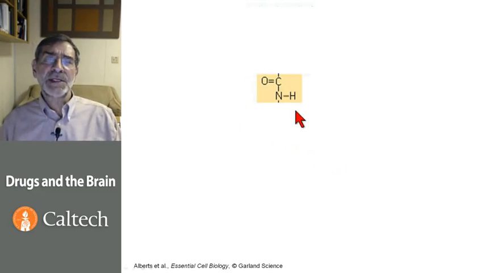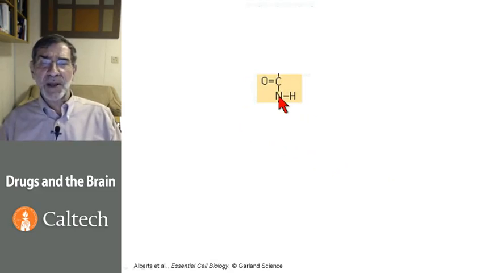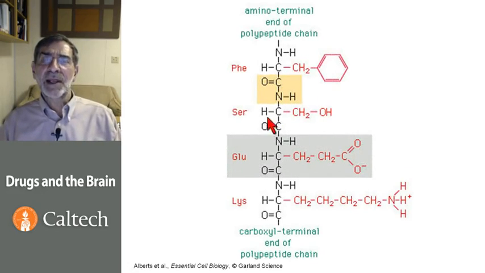Here in a protein we see an amide bond or a peptide bond. It has a carbonyl oxygen and it has an amino hydrogen. So this is the backbone of a protein, and at one end of the protein we have a string of these amide or peptide bonds. At one end we have an unbound amino group. That's the amino terminal end of the polypeptide chain. So we have many peptide bonds together. We call it a polypeptide.